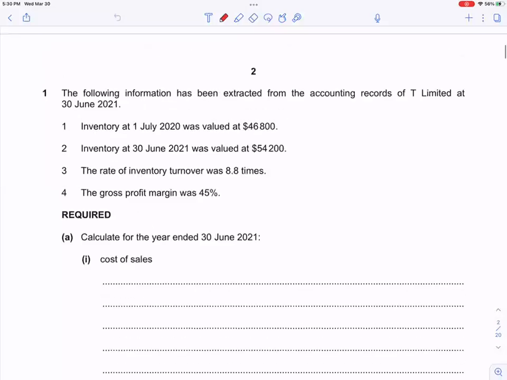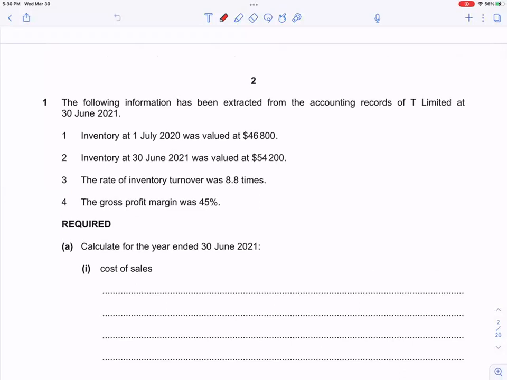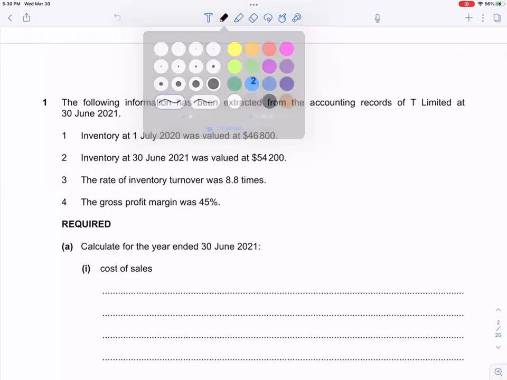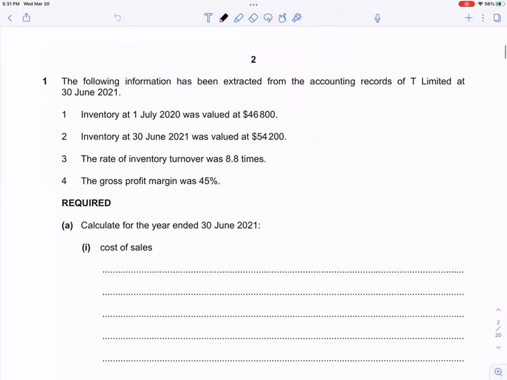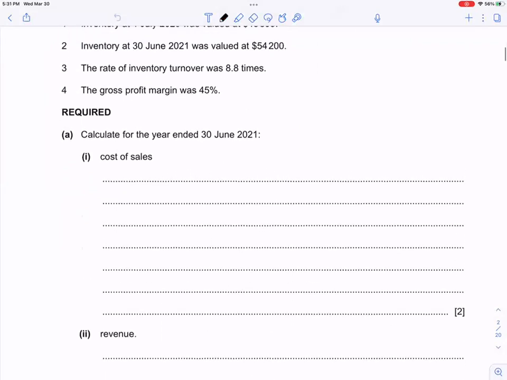Okay. Did you get this paper, Natila? Yes. Okay. Come on, tell me how to calculate cost of sales.